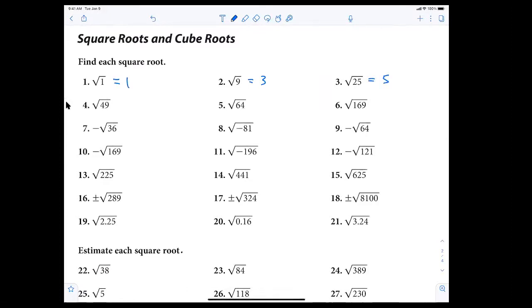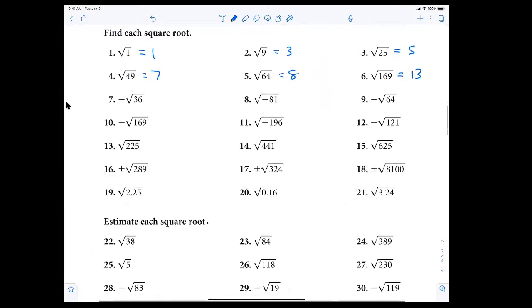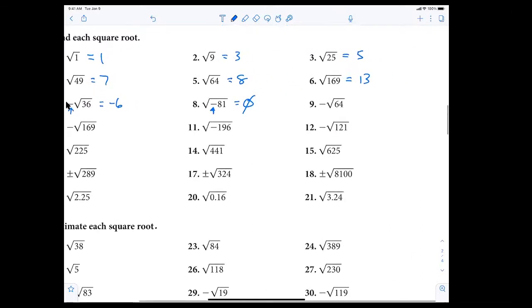5. Number 4, Max. 7, number 5, 8. Number 6. Go ahead. 13, number 7. 6. Don't forget negative 6. Negative 6. Number 8, 7. No solution. Right? There's a negative inside. There's a negative inside. Gray, negative 8. Negative 8. Okay, here we go.